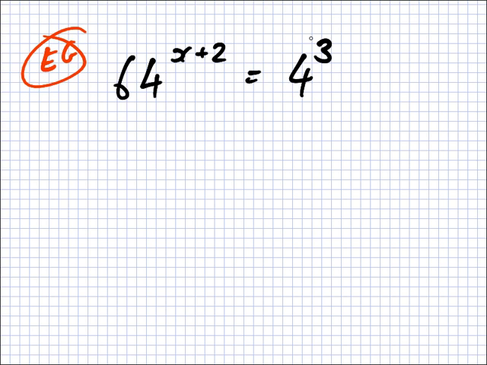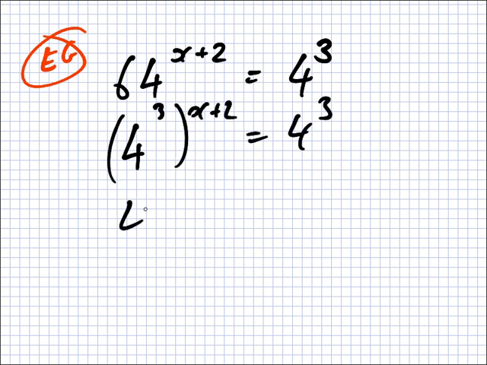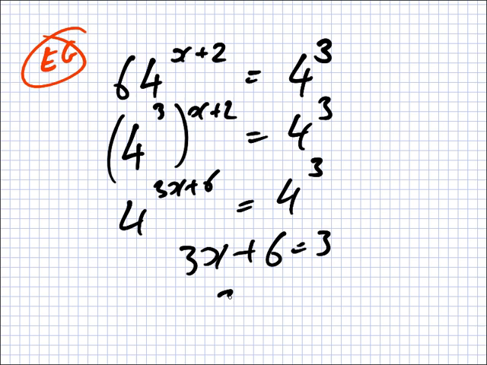No, I don't think it's 1. Minus 1, is it? 64 is 4 power 4, is it? No, 3. So that means 4 power 3x plus 6 equals 4 power 3. 3x plus 6 equals 3. 3x equals minus 3, so x equals minus 1. Okay, good job. Let's have a look at another example.